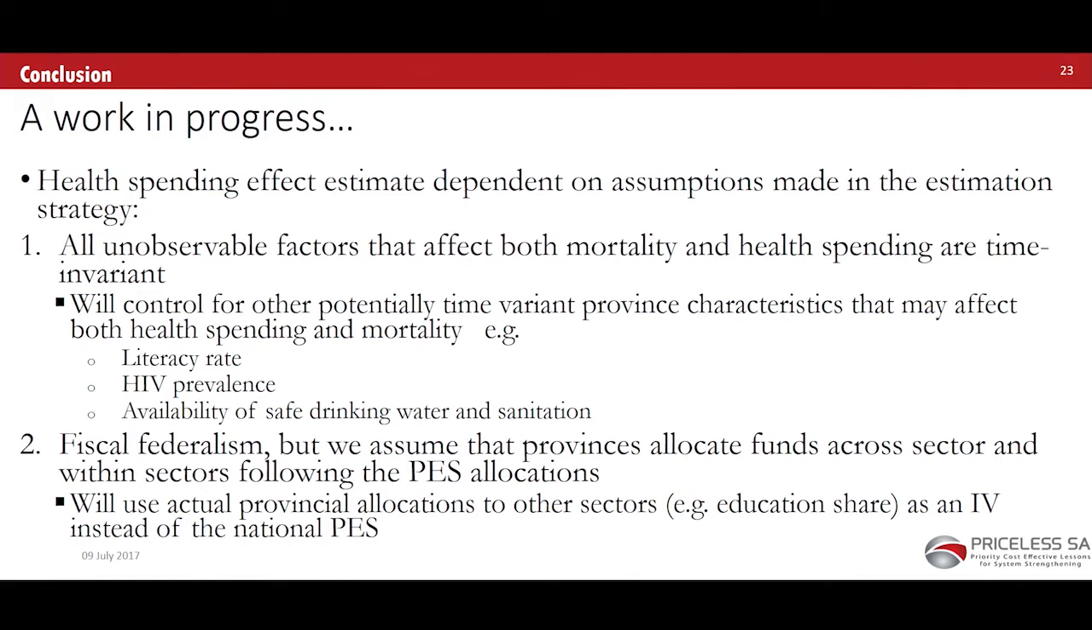And then the second thing is the fiscal federalism. We've assumed that provinces will allocate resources across sectors, and within the health sector and across other sectors, based on the national provincial equitable shares. But that may not necessarily be the case because they have complete autonomy over how to allocate resources. And using provincial level data might be a stronger instrument in this case.